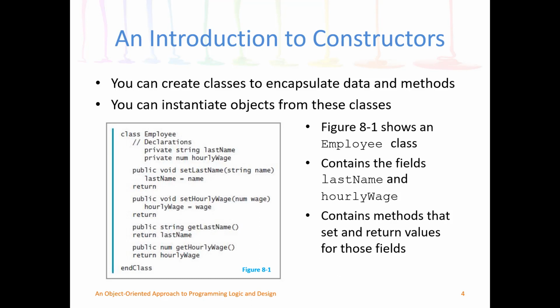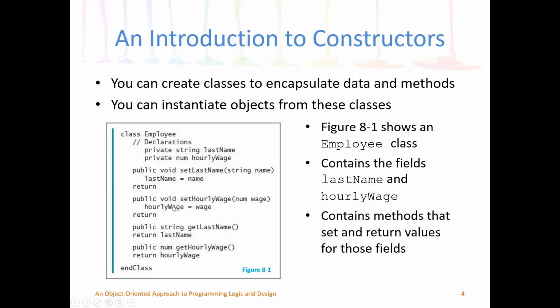As you see in the employee class, there's two attributes it's interested in: last name and hourly wage. Now notice these are the declarations. Both of these are private. For object-oriented programming, we want to keep the attributes private. Last name is a string, and hourly wage is a number.